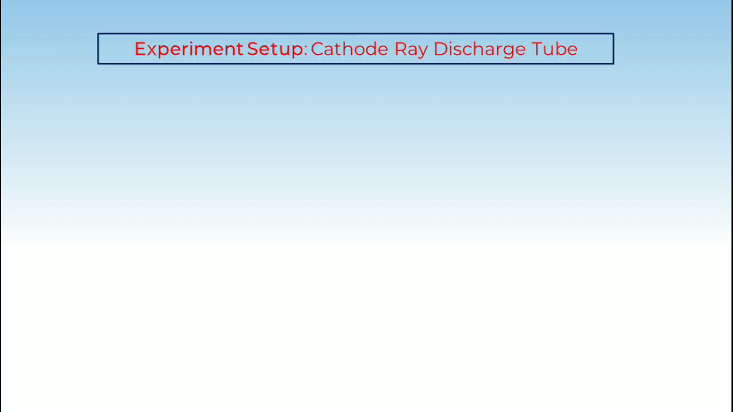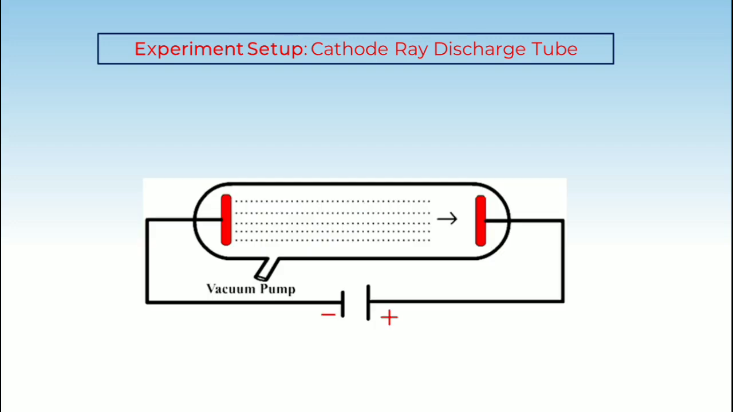Michael Faraday showed that when electricity is passed through a solution of an electrolyte, chemical reactions occur at the electrodes. Then in the mid 1850s, scientists, mainly Faraday, began to study electric discharge in partially evacuated tubes known as cathode ray tubes. This is how the experimental setup is made.